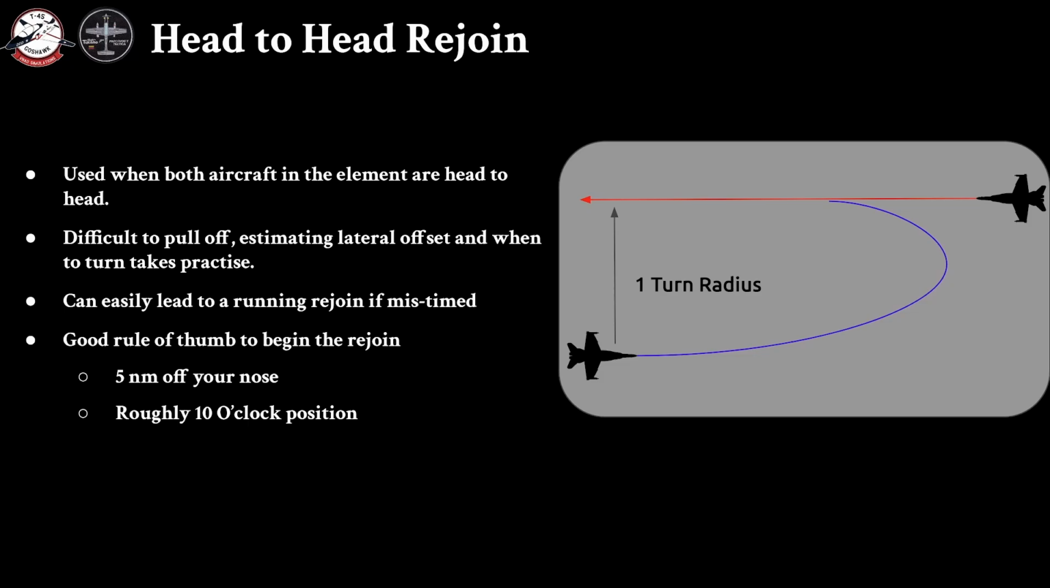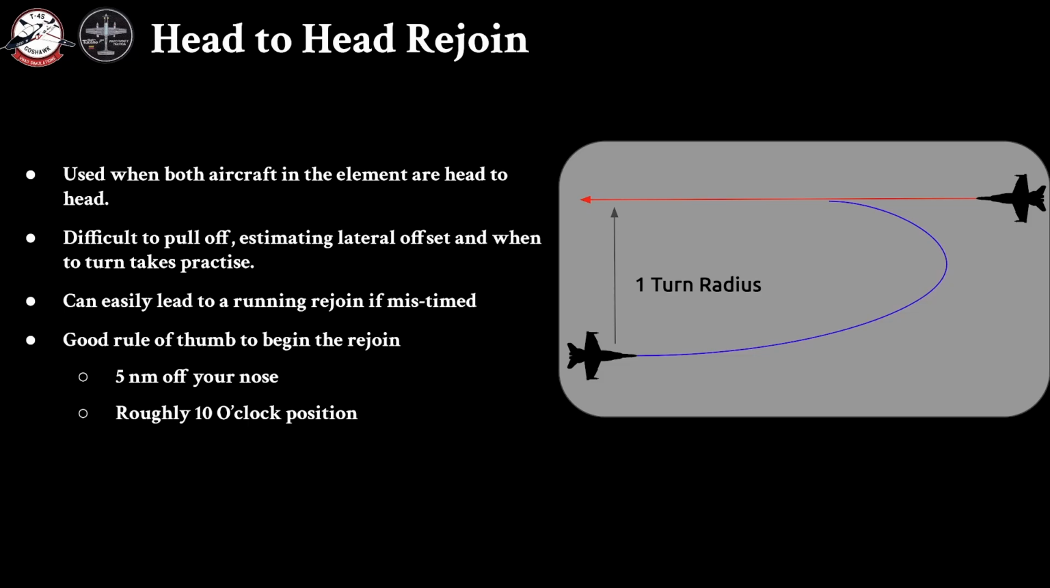This is probably one of the hardest ones to pull off, and can lead to a running rejoin. That is typically the way it works out if you mess up. All right. So you end up in trail and you just do a running rejoin. Good rule of thumb is you want him 5 nautical miles off your nose, and then roughly about the 10 o'clock position or so, right? So once he's in that position, you can start your turn.